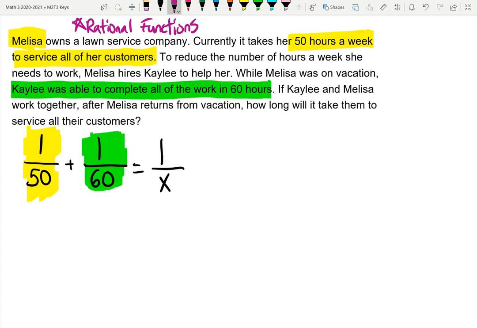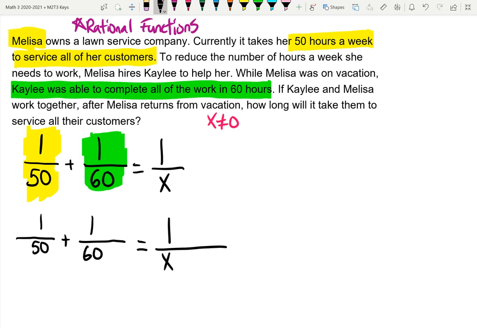So when we're looking at this, our domain restriction is going to be when the denominator is 0, and x cannot be 0 in this instance. So let's go ahead and solve by multiplying by the LCM. My first step in solving this is I'm going to extend my denominators: 1 over 50 plus 1 over 60 is equal to 1 over x.